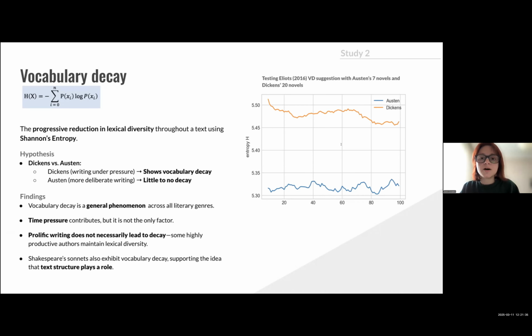This study found that vocabulary decay is not just an individual author trait, it is observed across all six literary categories in the Gutenberg corpus. However, not all prolific authors show decay. Some highly productive authors show no decay, while others do. Interestingly, they found that Shakespeare's 154 sonnets also exhibit vocabulary decay. So the study proposes that textual structure, genre, and authorial style may also influence lexical variation.